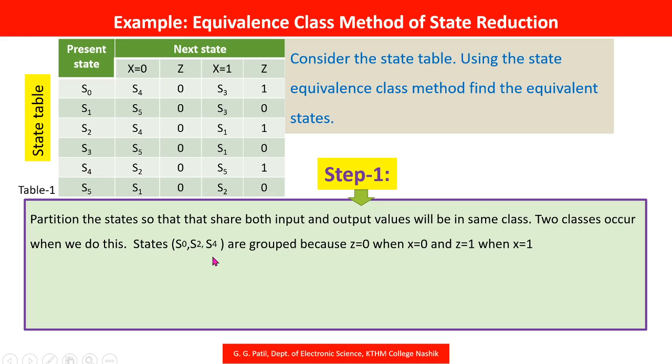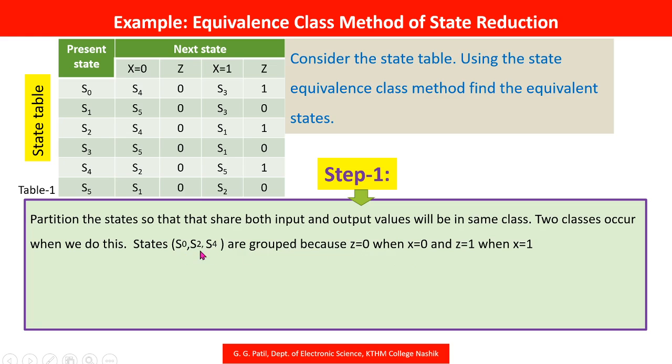See here how the states are grouped. Why they are grouped, that we have to see. States S0, S2 and S4 are grouped because Z equals 0 when x equals 0 and Z equals 1 when x equals 1. First of all, we have to concentrate on the output column of the state. If their outputs are same, then we can group the states together. So the very first thing to be done is to focus on the output column of the state table.